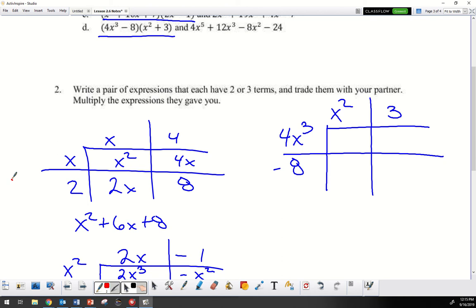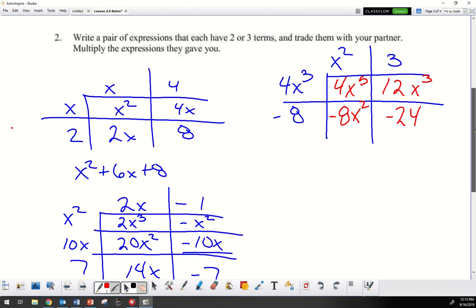All right. Let's go ahead and do it again. So, this first one, 4x cubed times x squared. X to the fifth, very good. 4x cubed times 3. 4 times 3 is 12. 12x cubed. Negative 8 times x squared. Negative 8x squared. Negative 8 times 3. Minus 24, right?